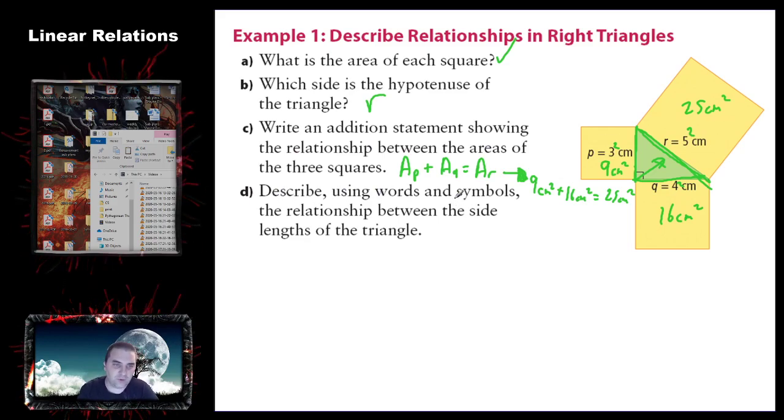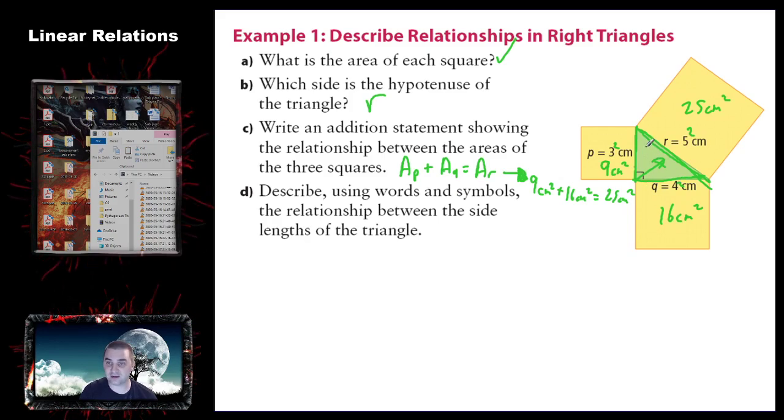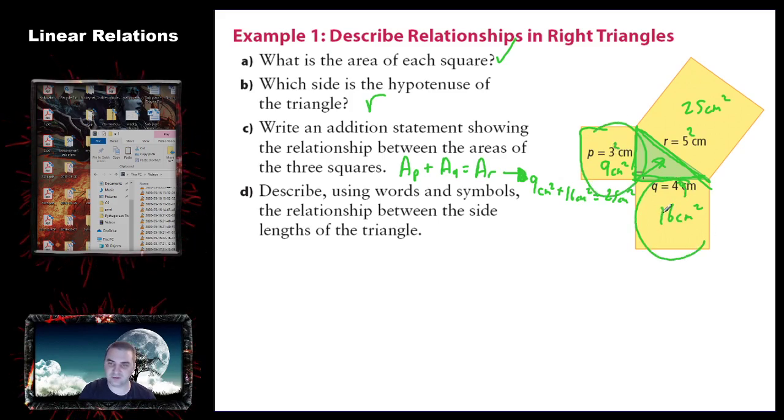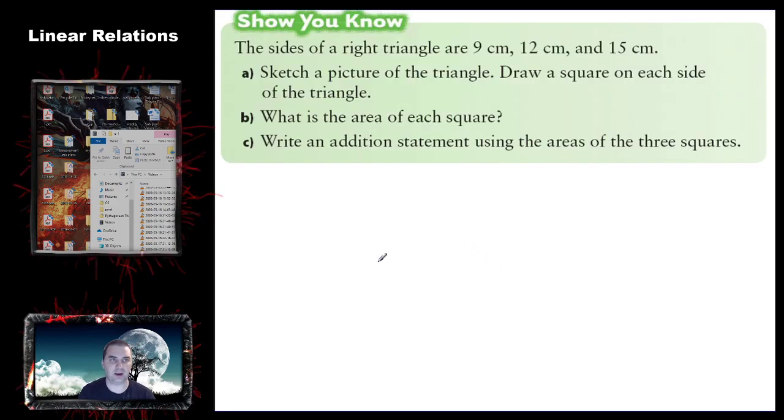Now describe using words. I'm not going to write it out because my writing's sloppy tonight. But basically, what we're trying to say there is the sum of the squares of the two smaller sides, so side P and side Q, this square plus this square, equals the big square, or the hypotenuse.